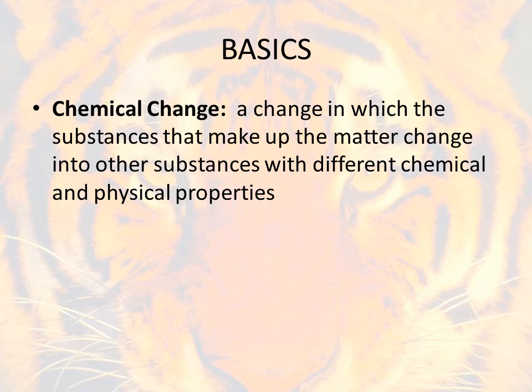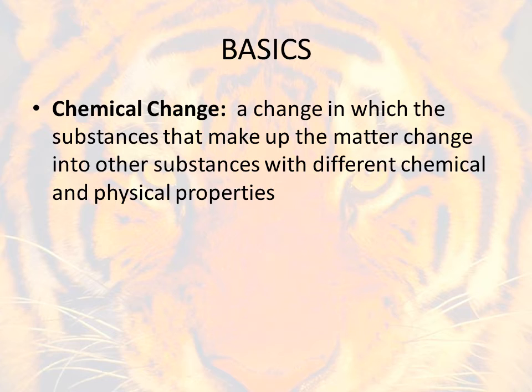The first time you would have ever seen anything for a chemical change should have been last year in 6th grade. So this is still pretty new to you. And in 8th grade, they're going to add on a ton of details. So for now, we need just enough to get us by for this unit. So when we think about an object, we'll say a chemical change is a change in which the substances that make up the matter change into other substances. And those other substances now have different chemical and physical properties.